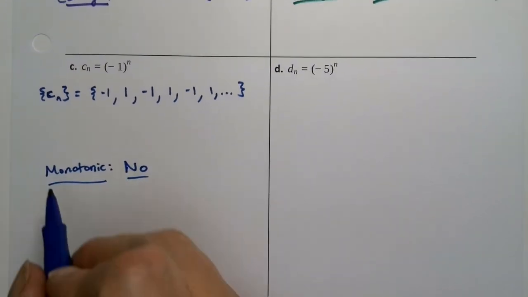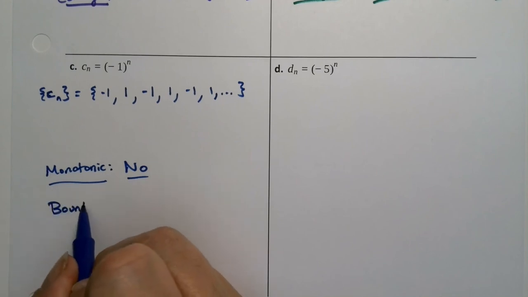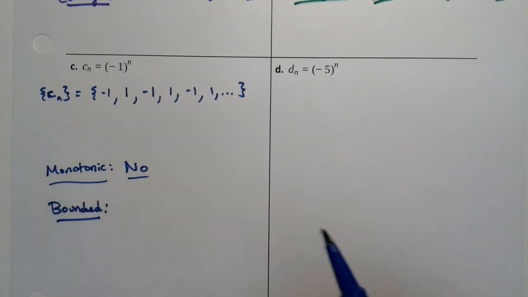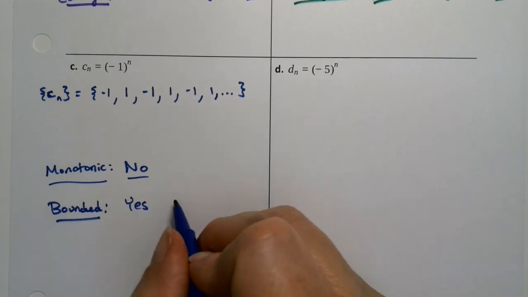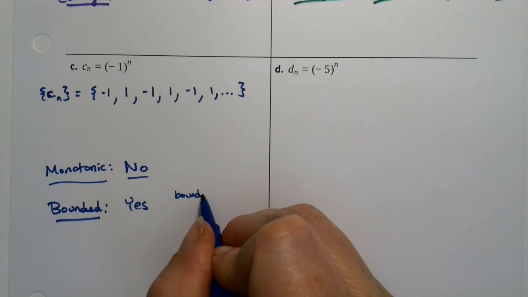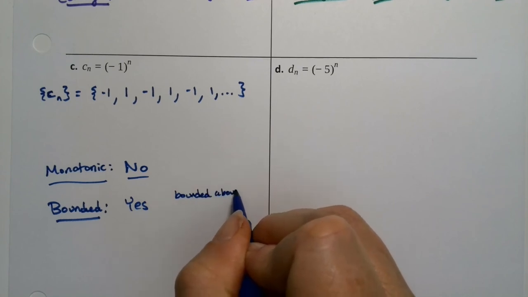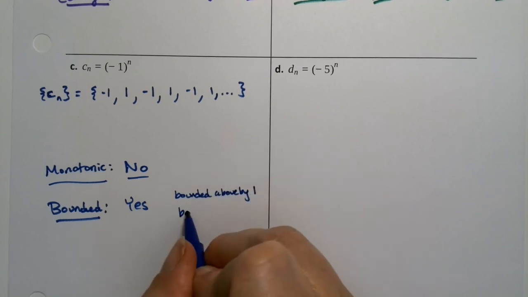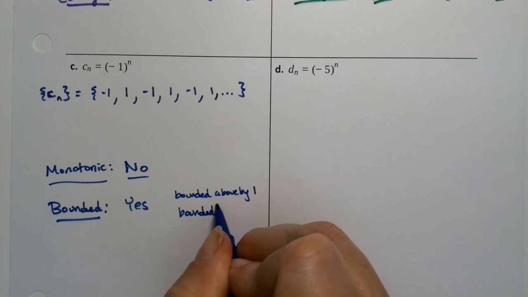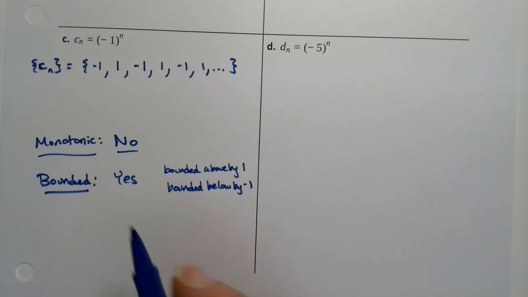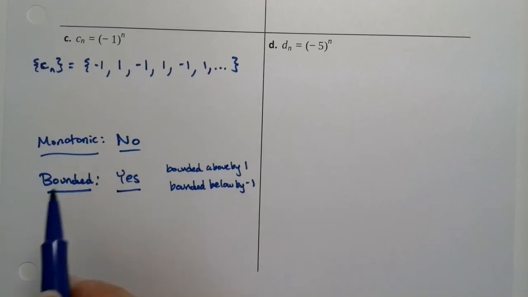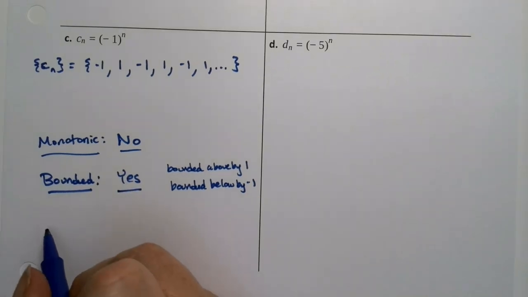And it is not convergent, you can tell. It is bounded, however. It's bounded both above and below. So this would be yes, because it never gets above 1. So it's bounded above by 1. It's bounded below by -1. However, just being bounded is not enough to make it convergent. So it actually is divergent.